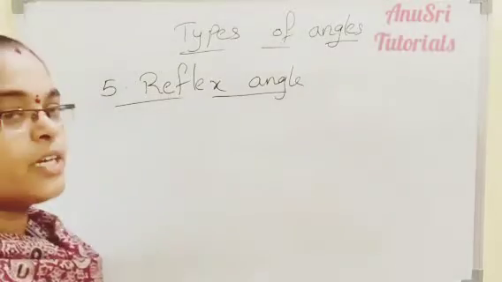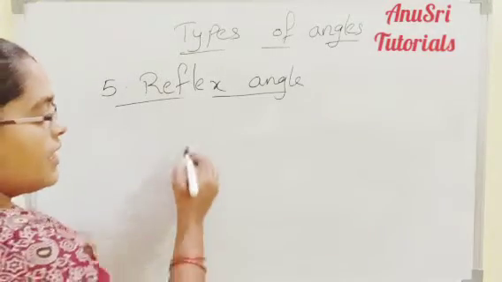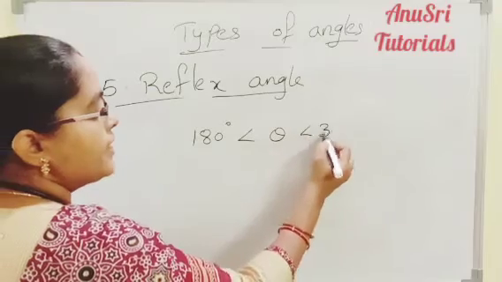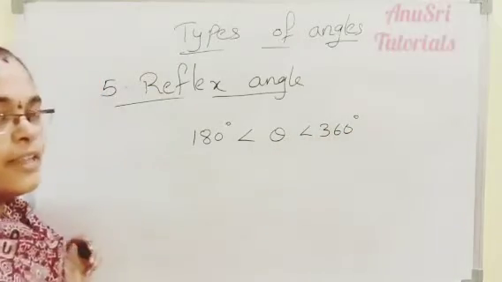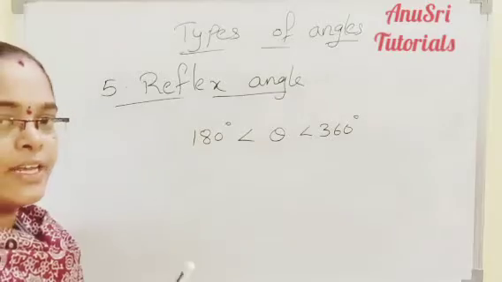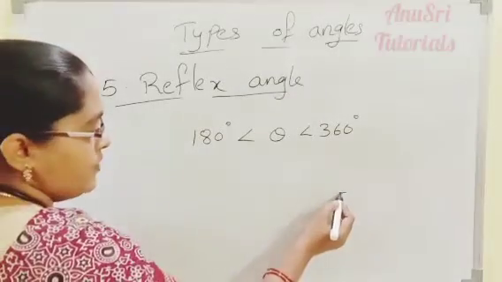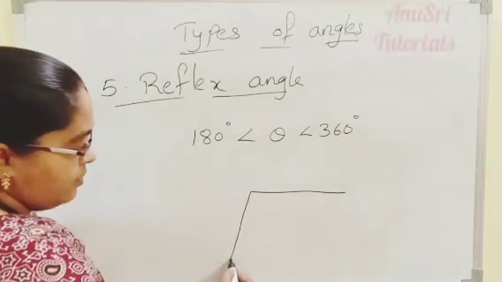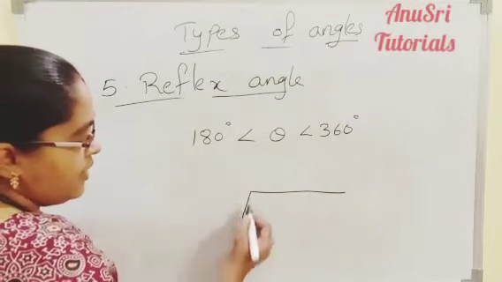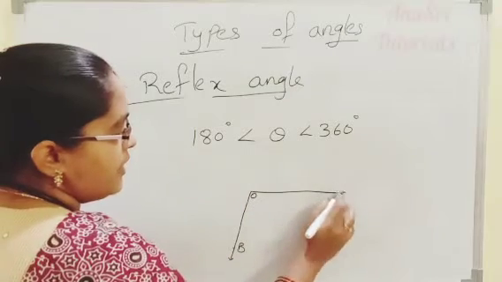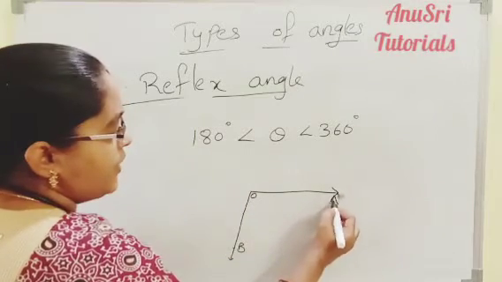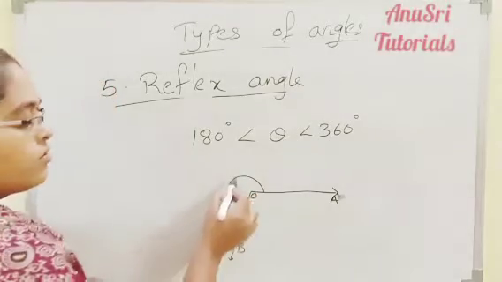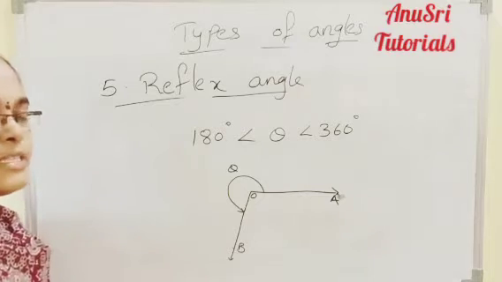Now see the next type, that is reflex angle. If the angle measures more than 180 degrees and less than 360 degrees, then that angle we are calling as reflex angle. See how it is? If it is a straight line, it is a straight angle. More than 180 means the second arm comes to this side. So this is ray OB and this is ray OA. So this angle we are calling as reflex angle. So this is theta and this we are calling as reflex angle.